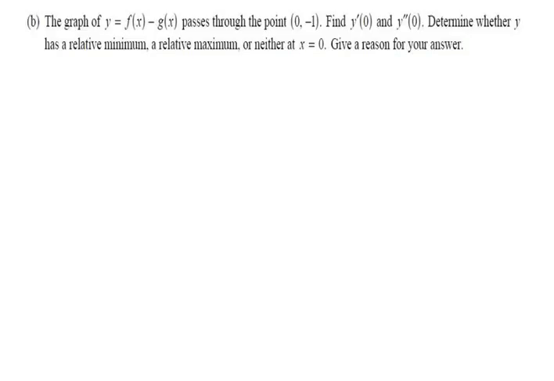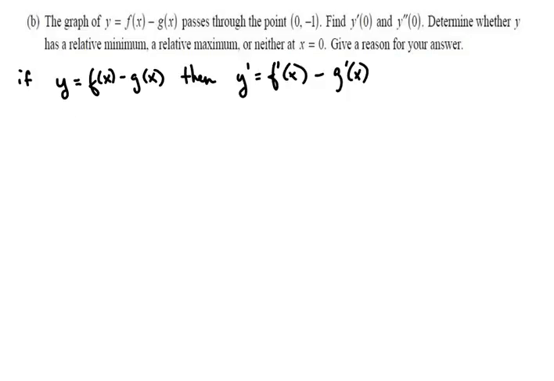Well, before we get into the nitty-gritties of finding the derivative, if y is equal to f of x minus g of x, then y prime should be f prime of x minus g prime of x, right? And then the second derivative should just be f prime prime of x minus g prime prime of x. And what we're looking for here is y prime of 0 and y prime prime, or the second derivative, evaluated at 0 as well.